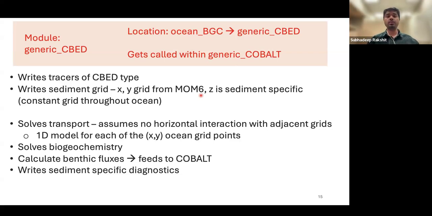The COBALT model acts on MOM6, so COBALT uses all the infrastructure of the MOM6 model for all of the calculations, transport, and all those kinds of things. However, when we are introducing a new domain within the GFDL ESM, the sediment domain, MOM6 or the GFDL ESM in general doesn't have any information about the SeaBed model. So it is a new kind of component that we are trying to add.